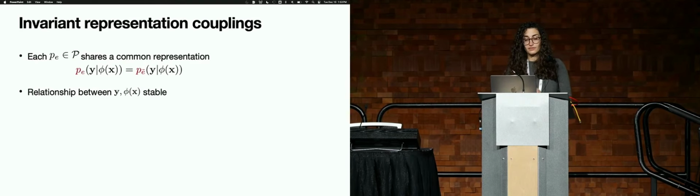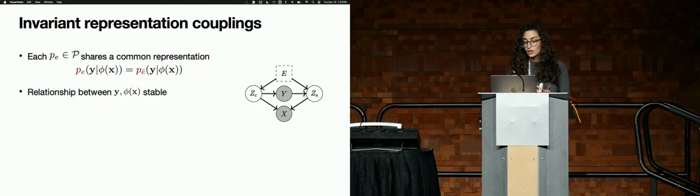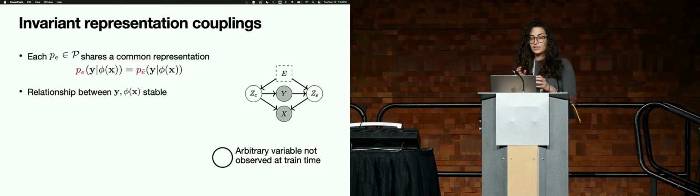The next type of coupling is invariant representation coupling. In this style of couplings, people typically posit that there exists some representation, phi of x, such that if I transform my inputs x using this phi, the resulting features have a very stable relationship with the label that we care about, y. So the DAG here shows that I have my x and y again, but it shows these zc and zs, and these zc and zs are not gray, they're white because they're not even observed at training time, so they're never observed.